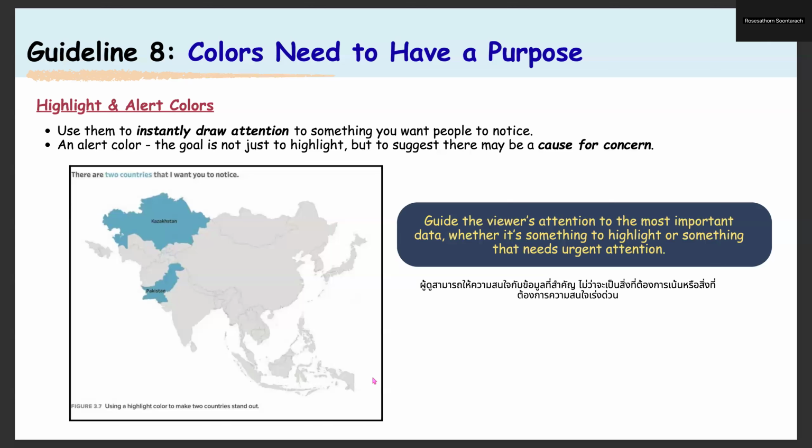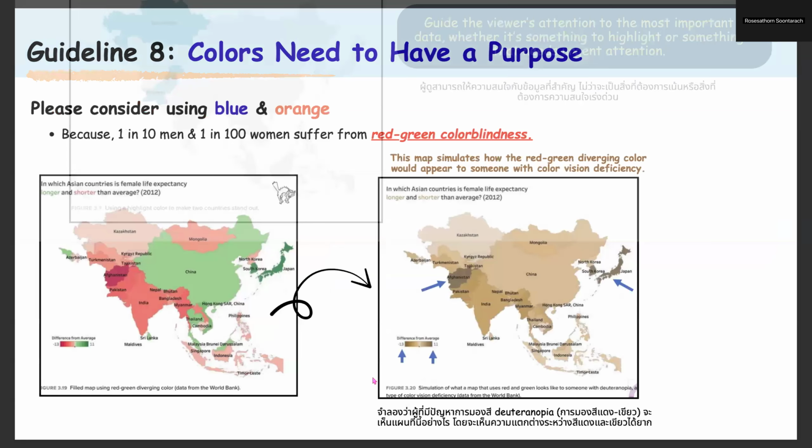Highlight and alert colors. Use them to instantly gain attention to something you want people to notice. And you can use the alert color to suggest that there may be a cause for concern. So highlight and alert colors can guide the viewer's attention to the most important data, whether it's something to highlight or something that needs urgent attention.